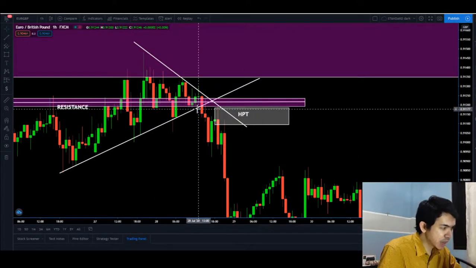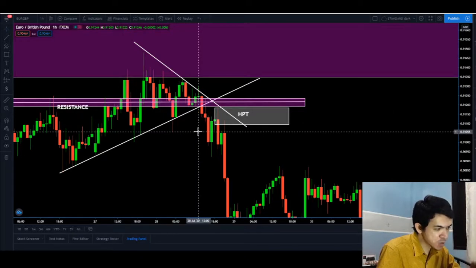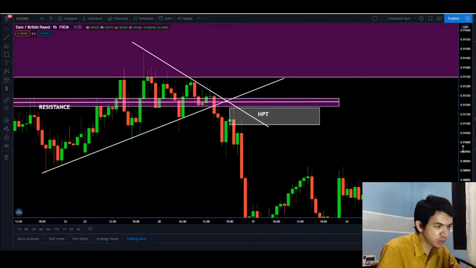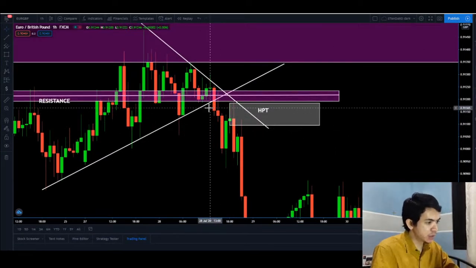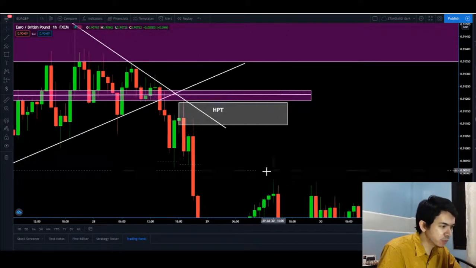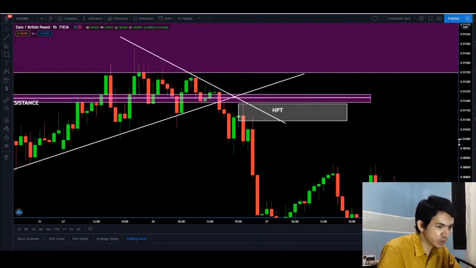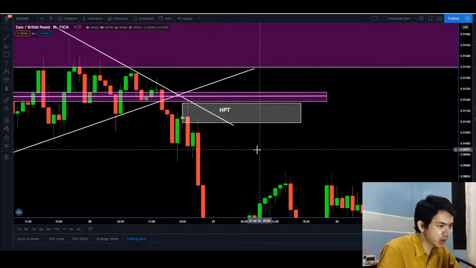Are we going to take the trade right away? No, we don't want to chase the price. Guys, don't ever chase the price, either a strong move down or a strong impulse move going up. Always look for an opportunity when it corrects or retraces. So I know where my high probability trade zone is.